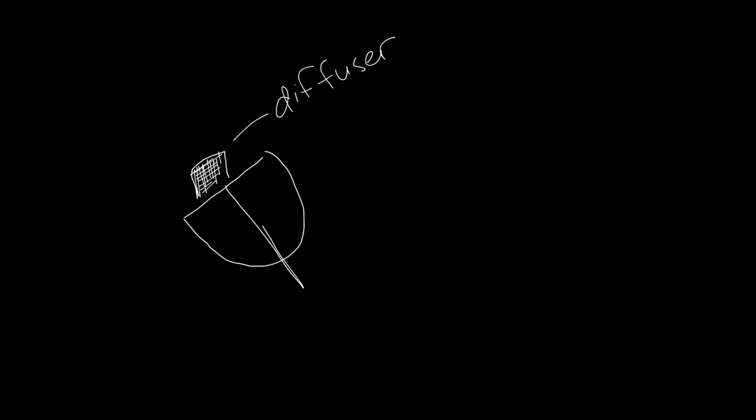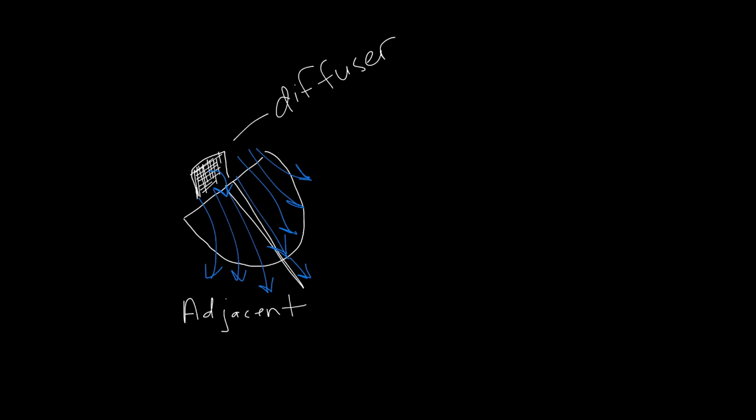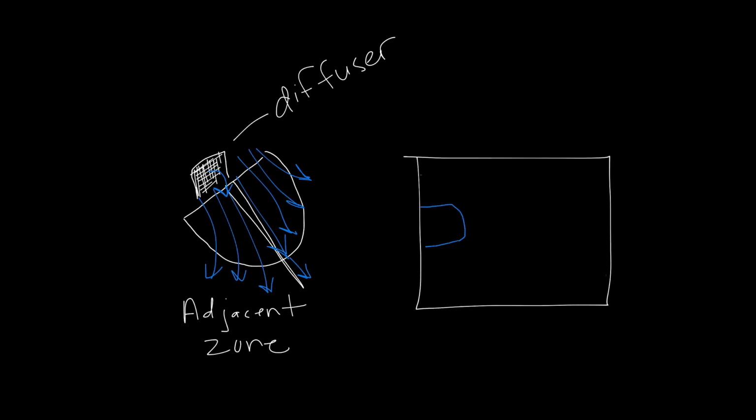The most critical performance parameter of a displacement diffuser is the size of its adjacent zone. The adjacent zone is the area around the diffuser discharge where velocities exceeding 50 feet per minute at the ankle level may be found. It is not generally recommended that stationary occupants be located within that zone.